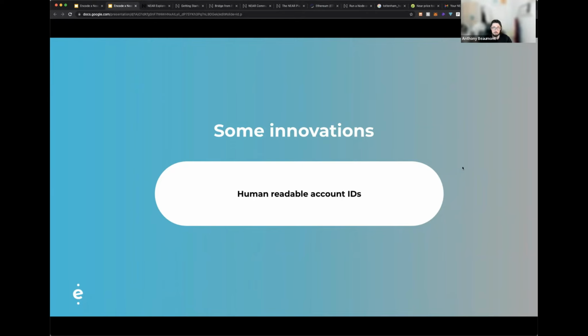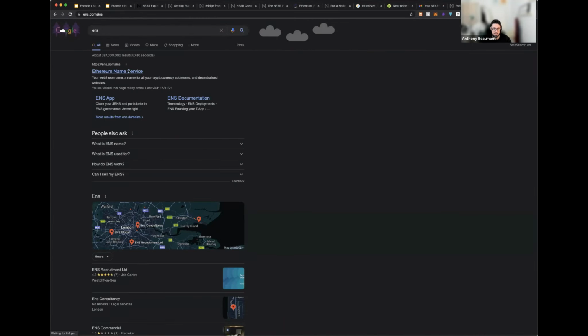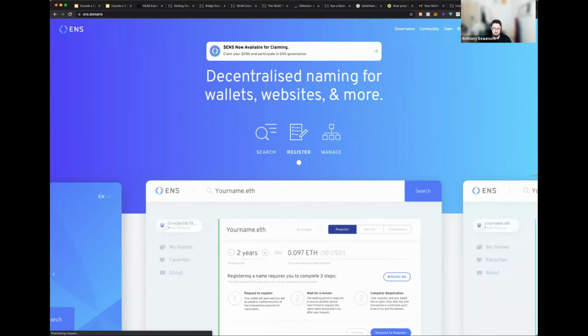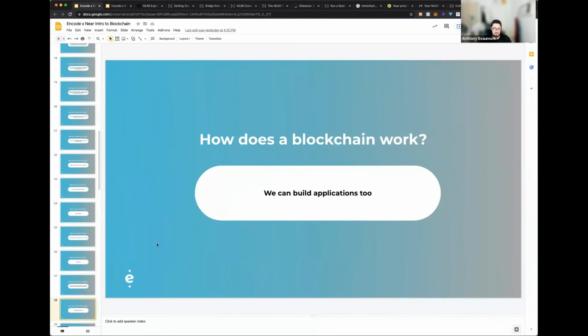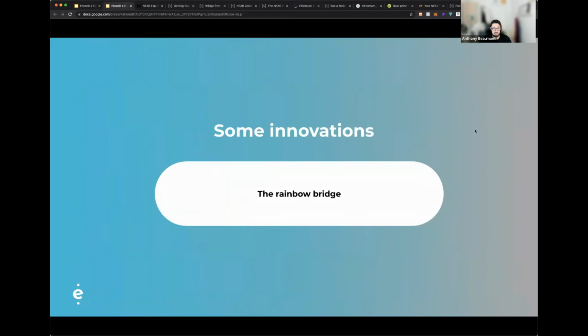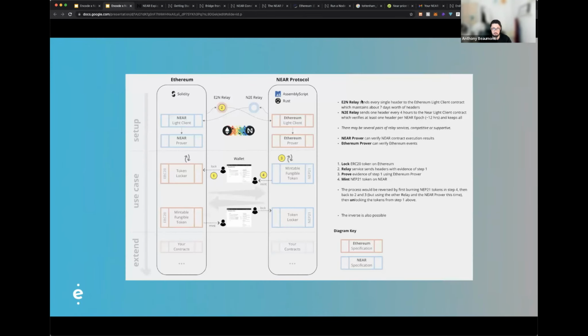I already talked about human readable accounts because they're quite cool. It's basically the equivalent of ENS in Ethereum, but every account is already named. And the other cool thing is the Rainbow Bridge. Earlier, someone mentioned Ethereum, so we'll spend a few minutes talking about this.